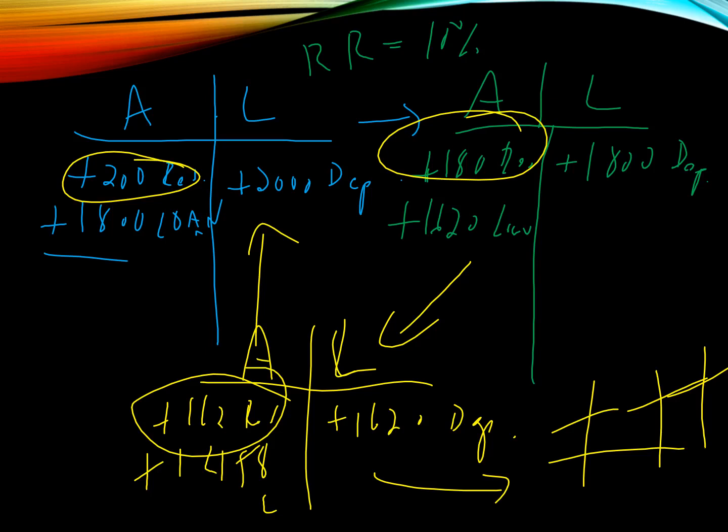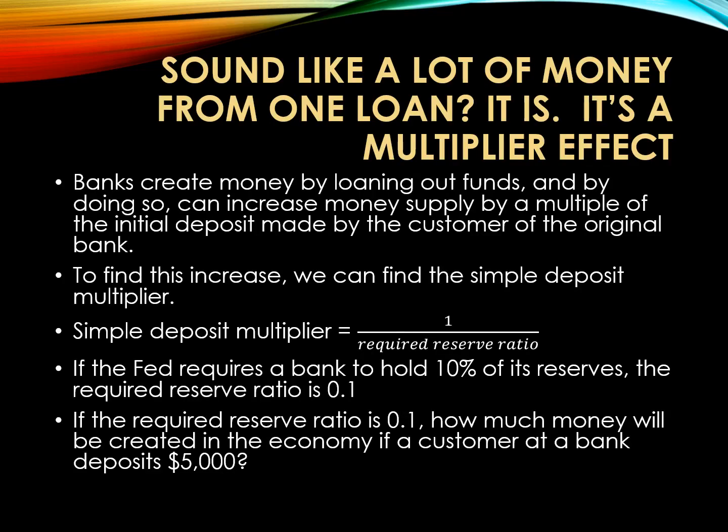So there's going to be a multiplier effect here. The actual amount of money that is injected into the economy is going to be some multiple of the initial dollar amount that is injected. The way we can calculate this is by calculating what's known as the simple deposit multiplier.